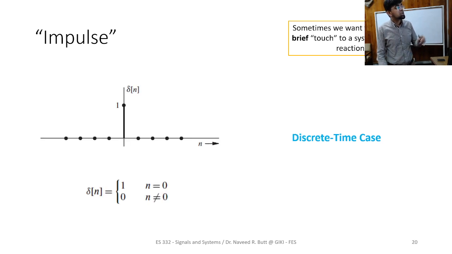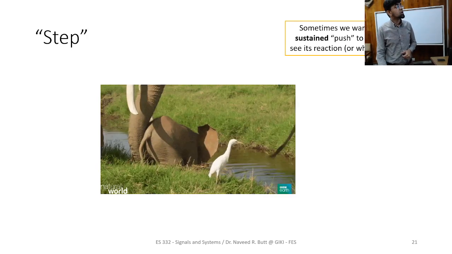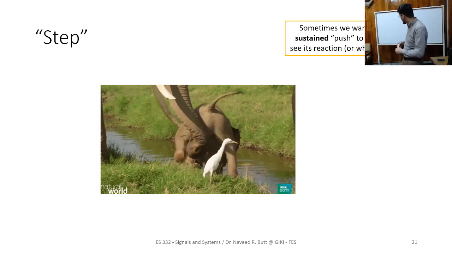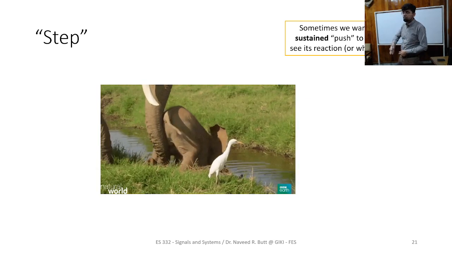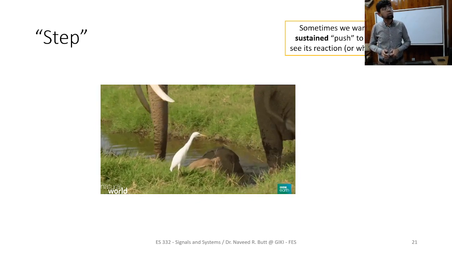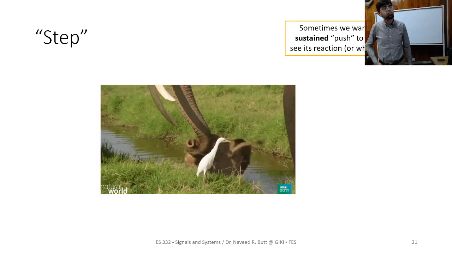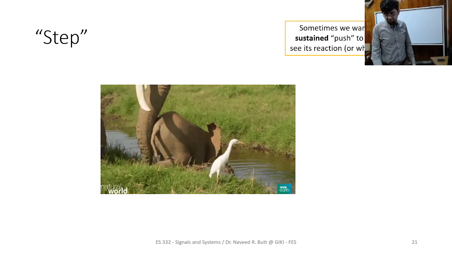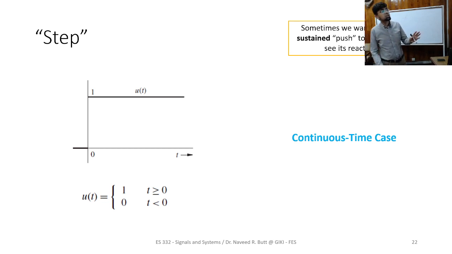Right. So the discrete case, as I said, is very simple. You say it has a value 1 at delta n, n equals 0, and it is 0 otherwise. So the second case is which you will see a lot. The first one was the impulse, which suddenly appears and is gone. The other one is when we sometimes want to give a sustained push to a system to see its reaction, and there you will see it's used a lot, the step function. And the step function goes like this.